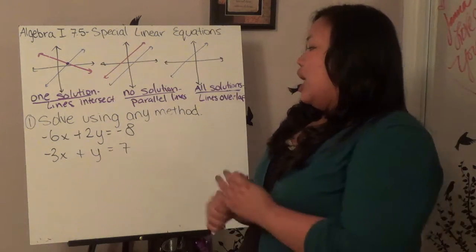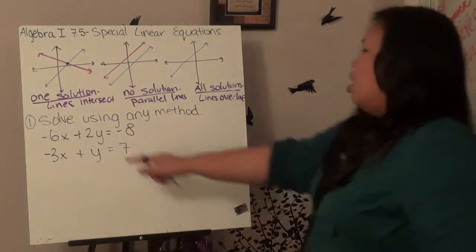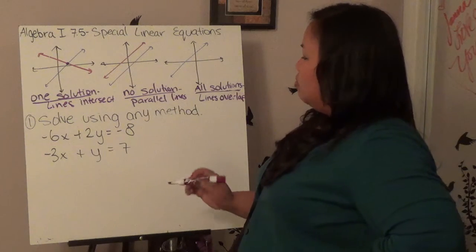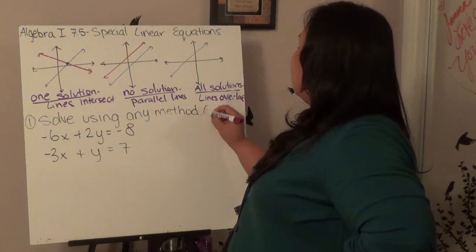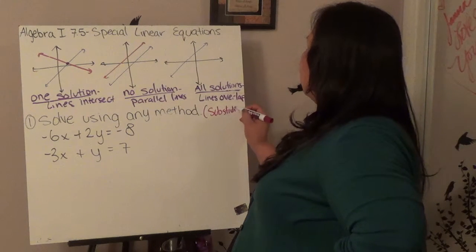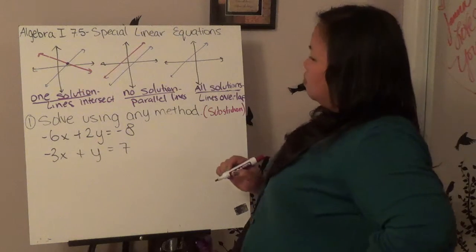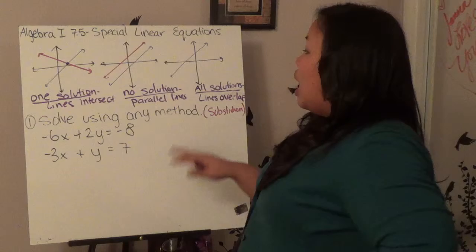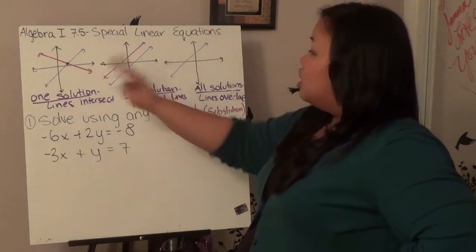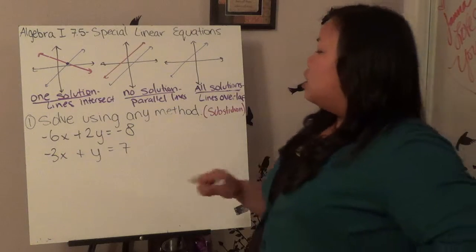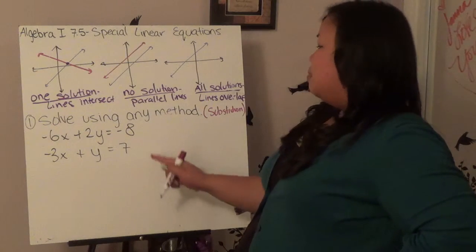This one has an equation all by itself, so I'm going to go ahead and use substitution. Okay? So the method I'm going to use is substitution. It doesn't necessarily mean you need to graph it. Let me show you how to do it without graphing it, because the graph is one way to find out, but it's not the only way. So let's solve this.